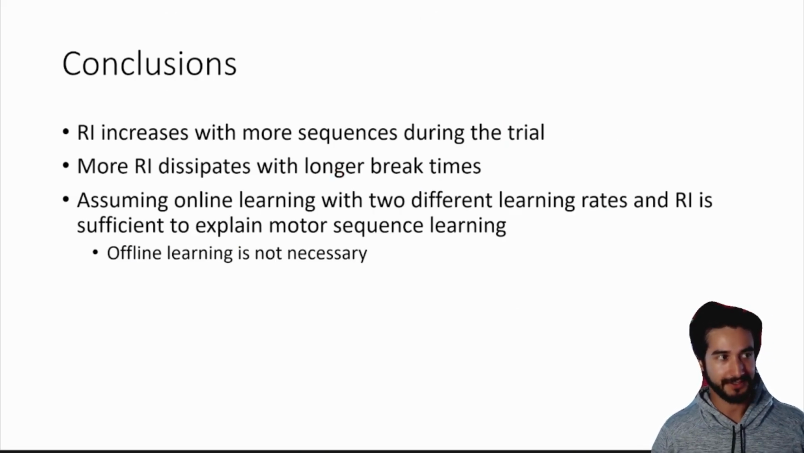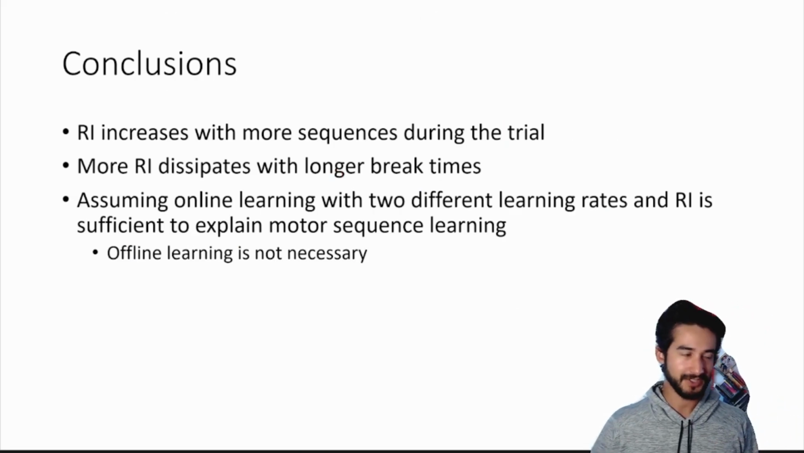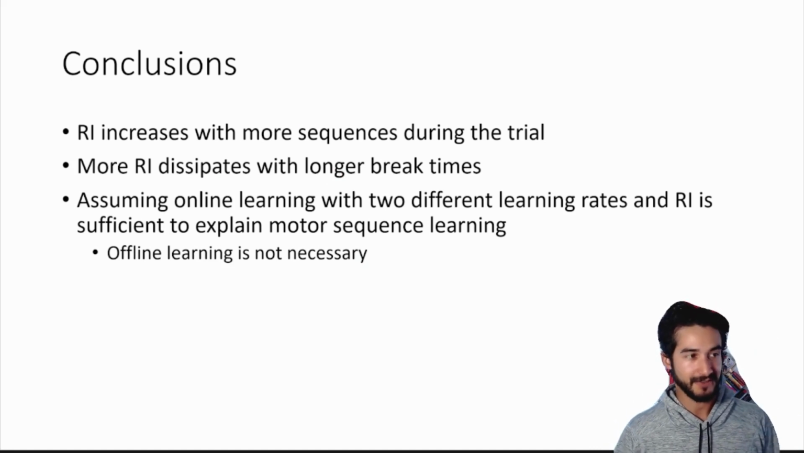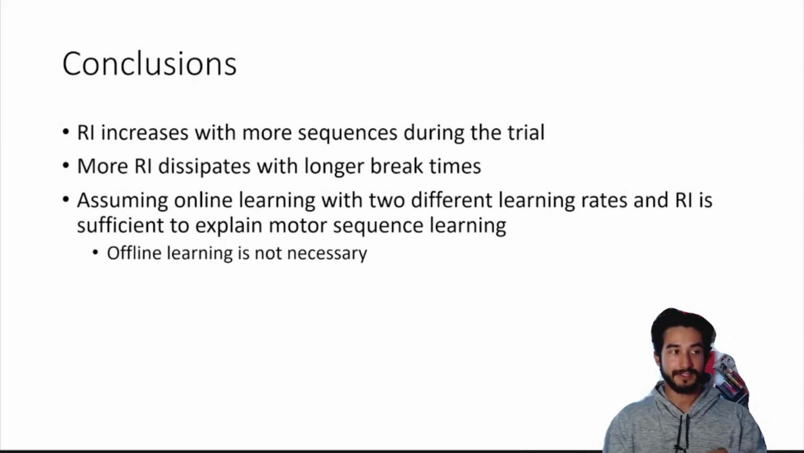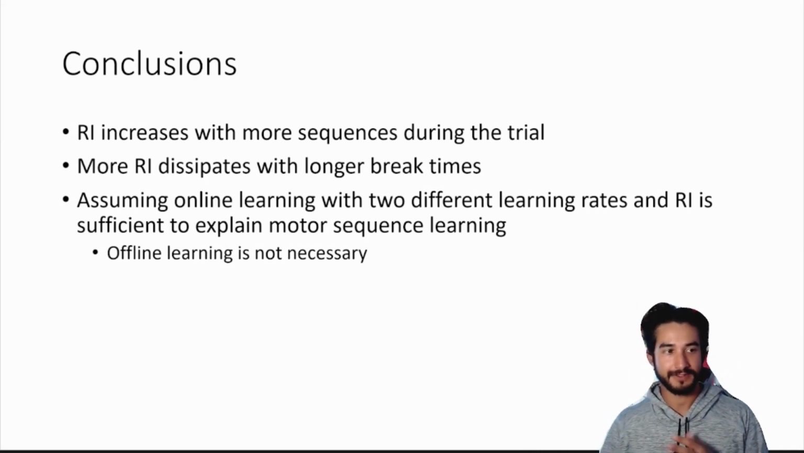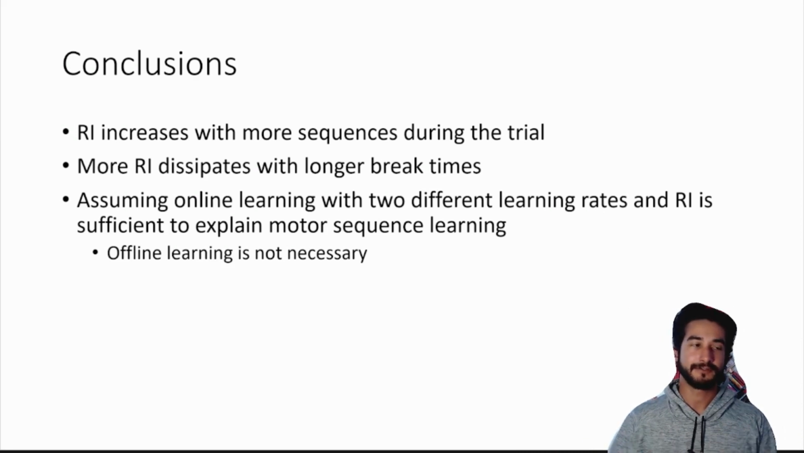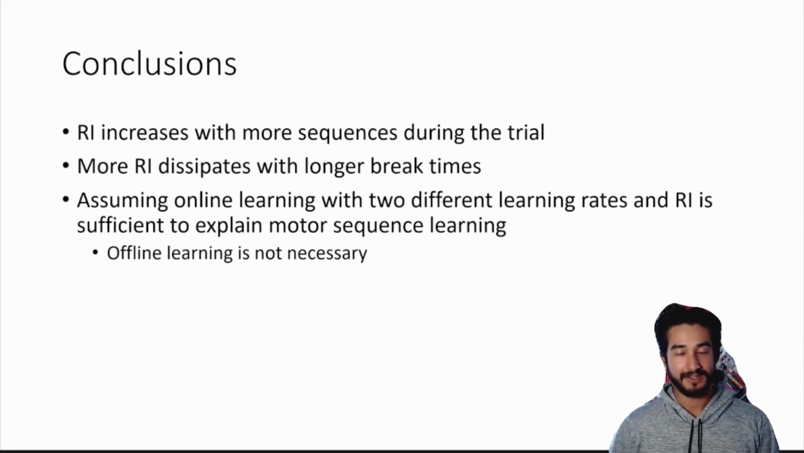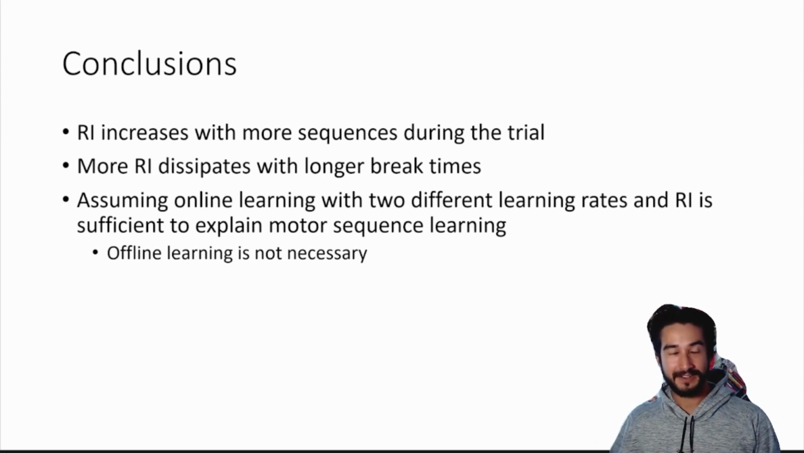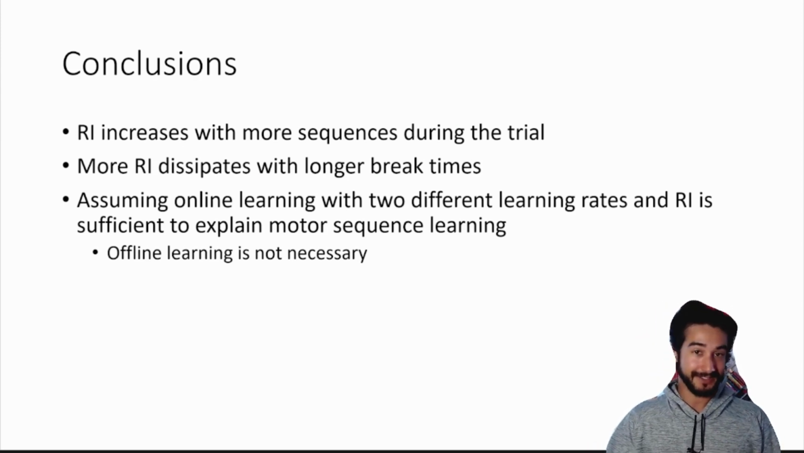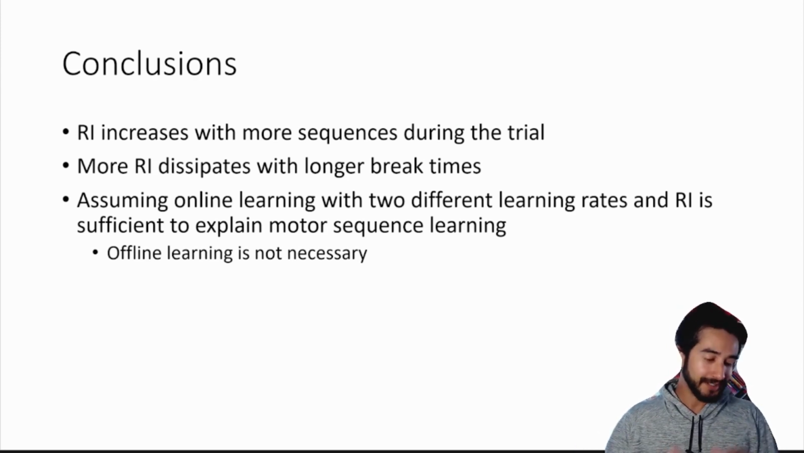So what this suggests is that reactive inhibition increases with more sequences during the trial, and decreases, or dissipates, with longer break times. We can assume online learning with two different learning rates and reactive inhibition is sufficient to explain motor sequence learning, and we don't have to assume that offline learning is occurring. It's not necessary. Hopefully I've somewhat convinced you, or brought you to my side, that motor learning is occurring online, and that offline processes are just there to stabilize the memories.